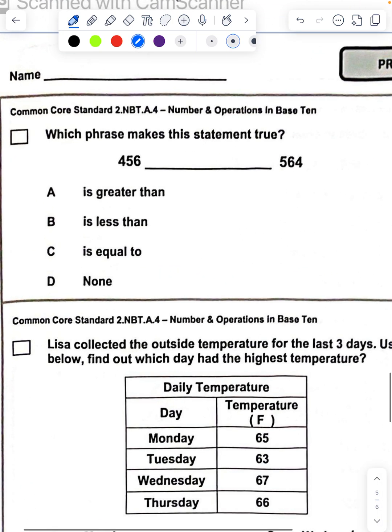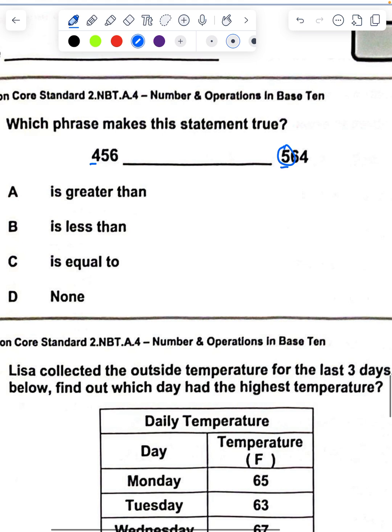Next, it asks which phrase makes the statement true. So 456 and 564, 564 is greater, so 456 is less than. So the answer is B.